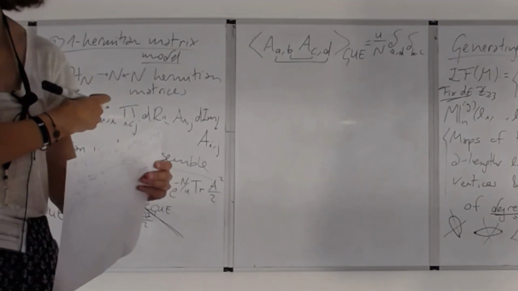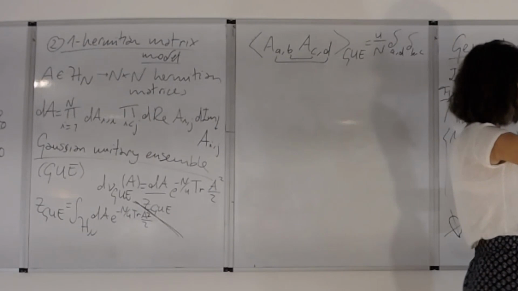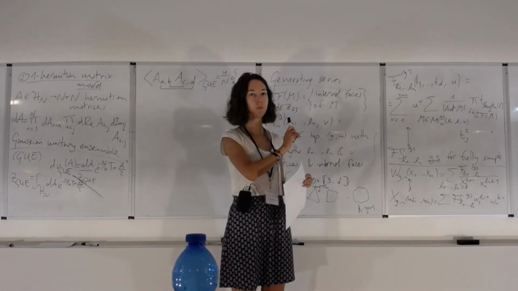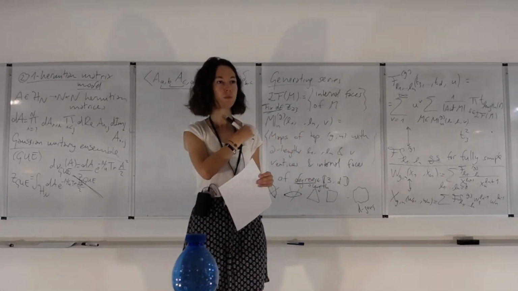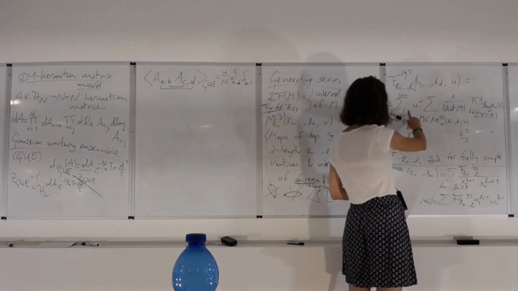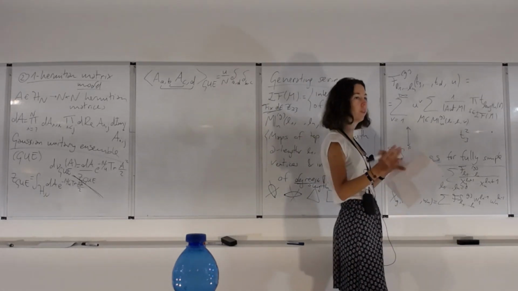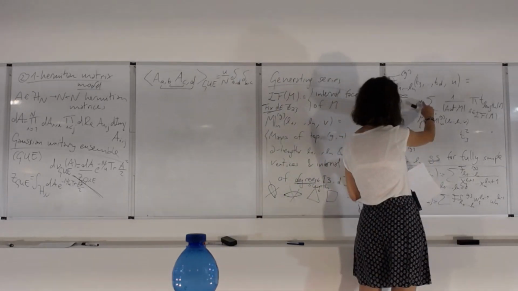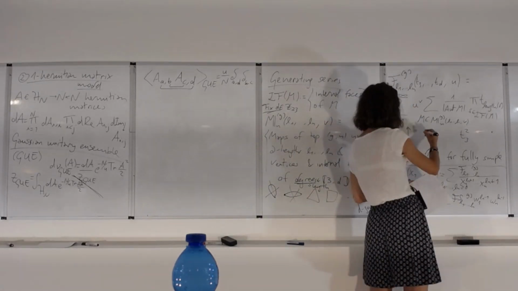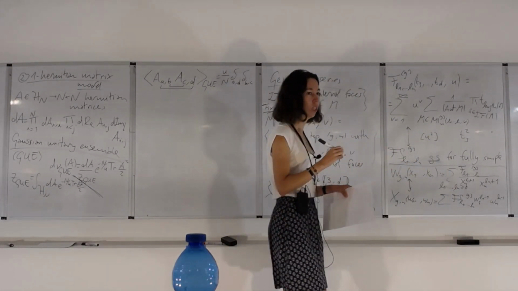Sorry? U is just a parameter, but it will eventually be the parameter for the number of vertices. V is the number of vertices, and U is the variable that keeps track of the number of vertices, because it's U to the V. So if you want to know how many maps there are with 2 vertices, you will extract the coefficient of U to the 2. And thanks to that U, you can do that.